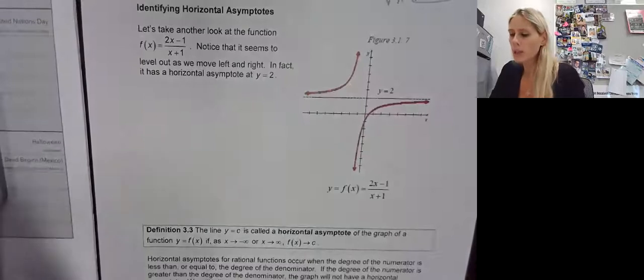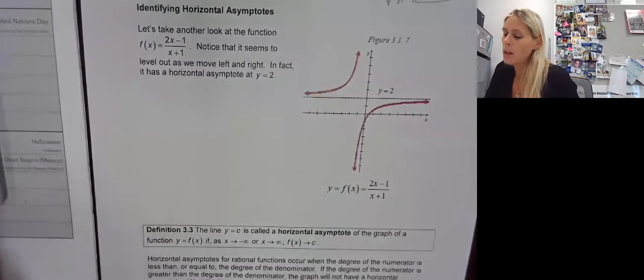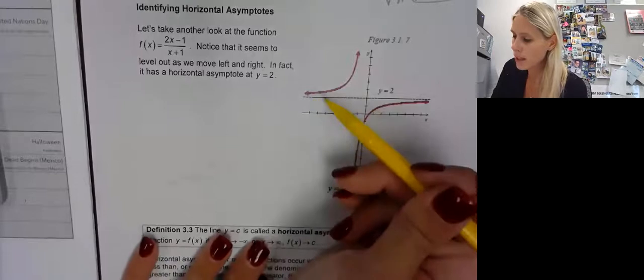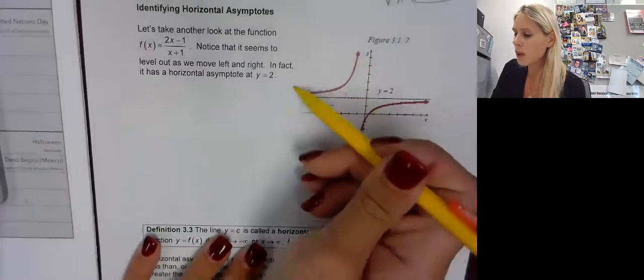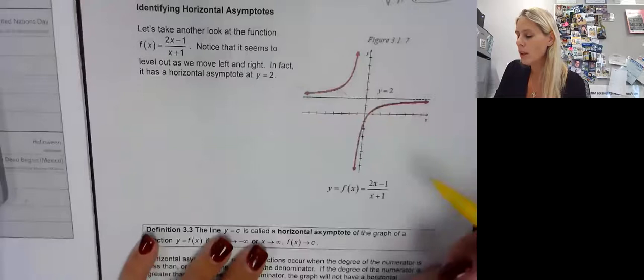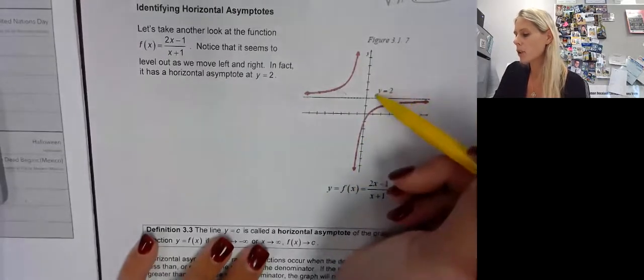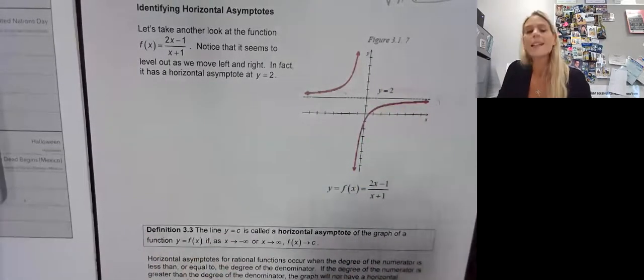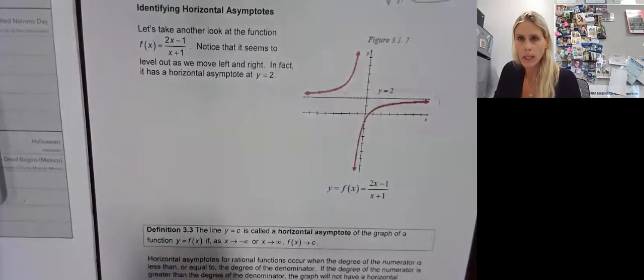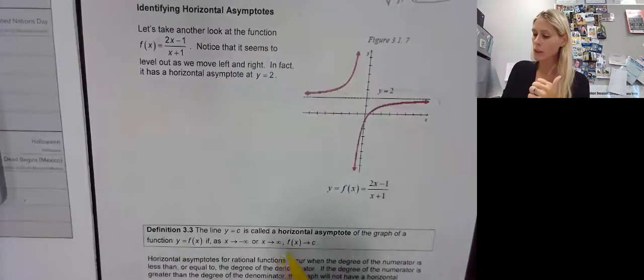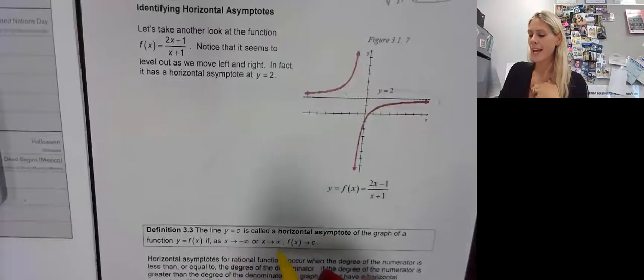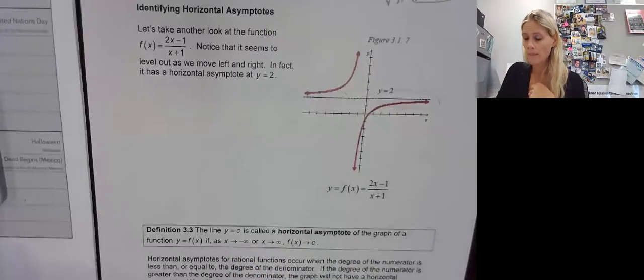So let's take another look at the function 2x minus 1 all over x plus 1. Notice it seems to level out as we move left and right. So as we move to the left, as you can see, it's getting closer and closer to 2. And as we move to the right, it gets closer and closer to 2. That is a horizontal asymptote, okay? It always happens at the end. So, in other words, as x goes to negative infinity and as x goes to infinity.